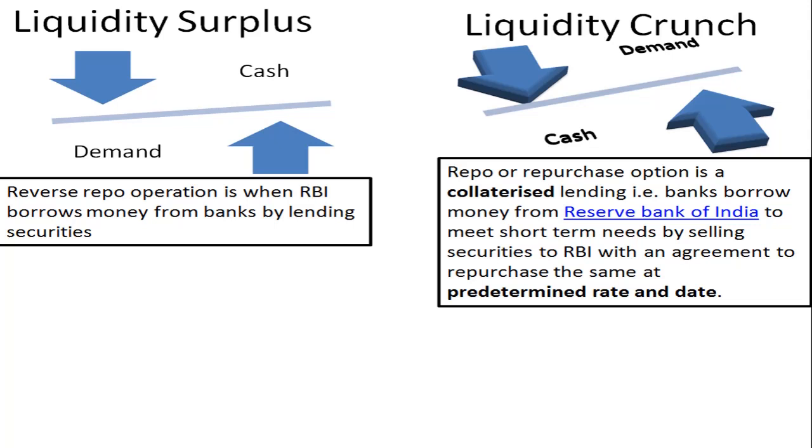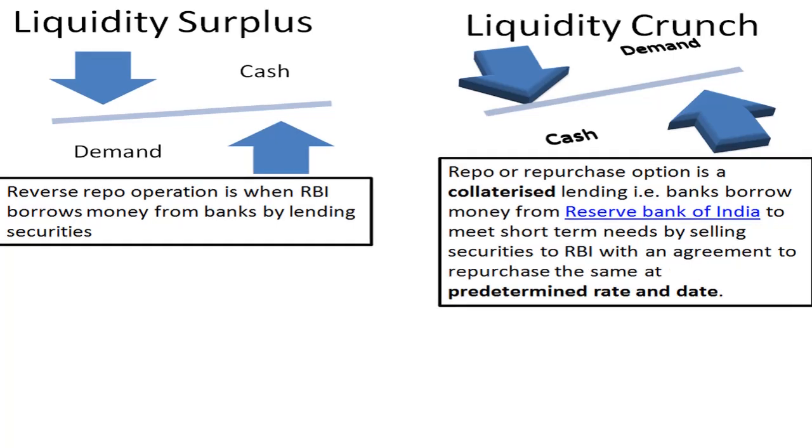To deal with the situation, RBI has introduced the liquidity adjustment facility, where they have provided the repo, or repurchase option, to the bank, where the bank can get collateralized lending from RBI, but the bank has an obligation to return this money to RBI at the predefined date and at the predefined rate. So the bank can manage its short-term liquidity by making this arrangement, and this is known as a repo option.